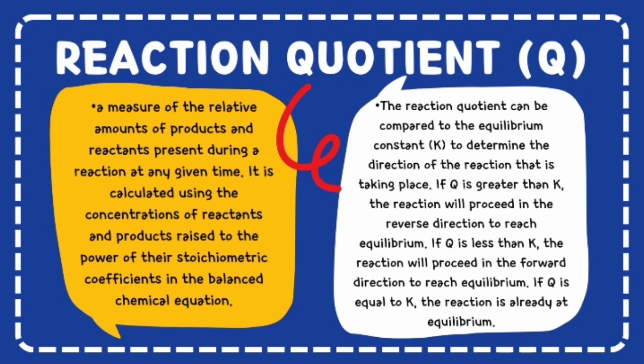If Q is greater than K, the reaction will proceed in the reverse direction to reach equilibrium. If Q is less than K, the reaction will proceed in the forward direction to reach equilibrium. If Q is equal to K, the reaction is already at equilibrium.